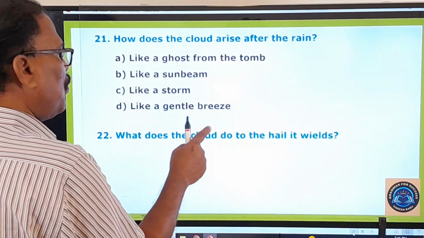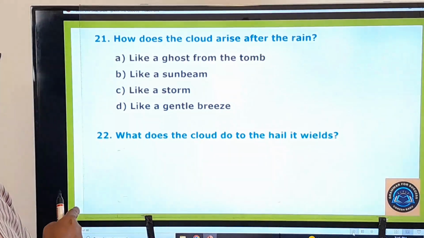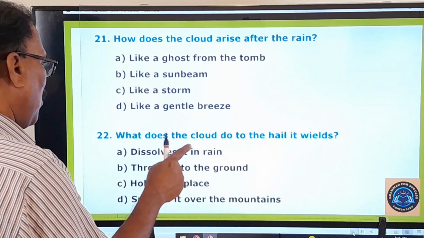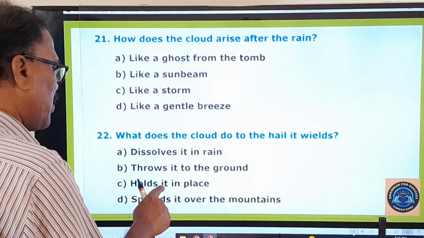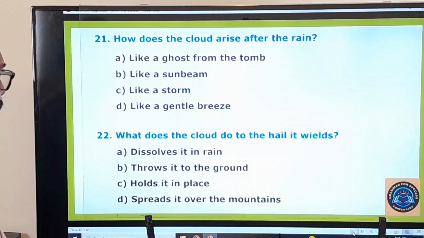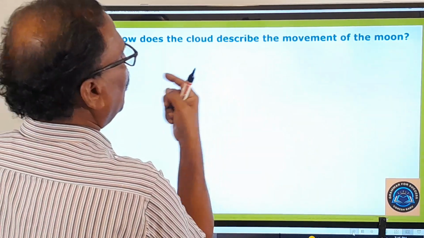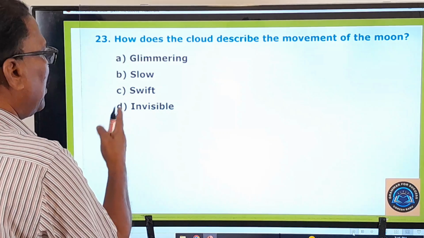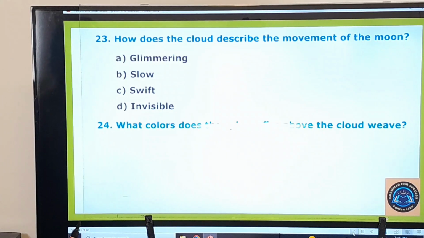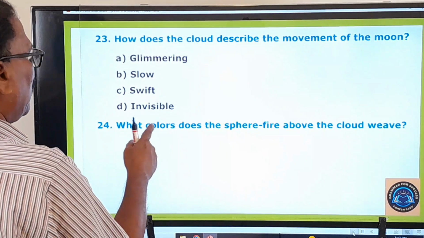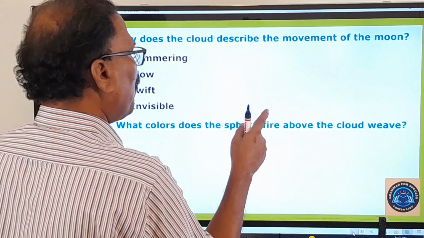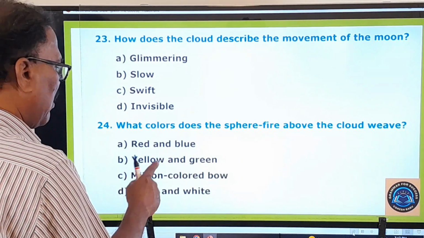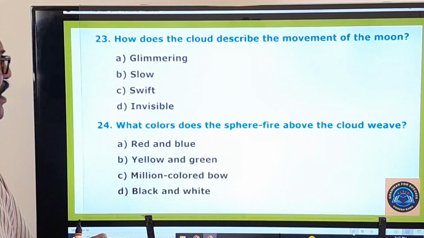What does the cloud do to the hail it wields? Dissolves it in rain, throws it to the ground, holds it in place, spreads it over the mountains. How does the cloud describe the movement of the moon? Glimmering, slow, swift, invisible. What colors does the spear fire above the cloud weave? Red and blue, yellow and green, million colored bow, black and white.